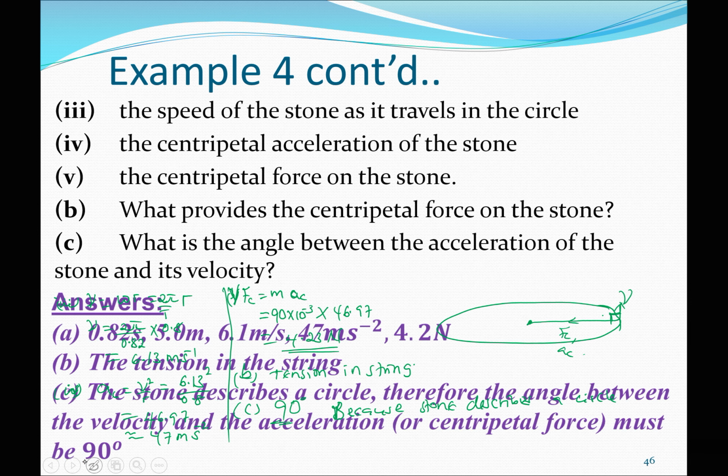The answers were given here, but I've already solved them. The stone describes a circle, therefore the angle between the velocity and the acceleration must be 90 degrees. So that one has already been solved.